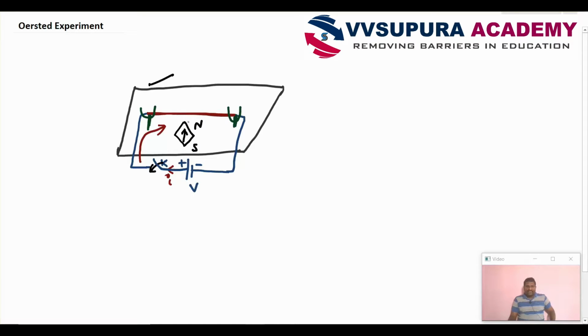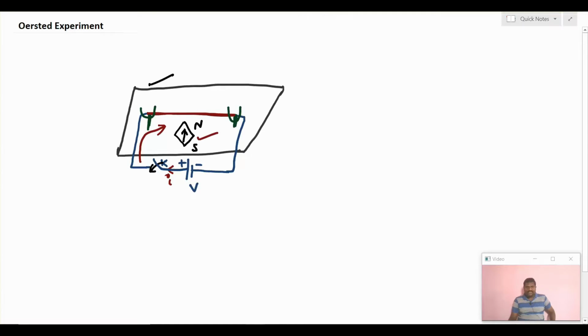So if you observe this compass needle, before closing the switch, there is no deflection in the needle. After closing the switch, because of the current flowing through the copper wire, the needle will start deflecting. So Oersted found this change, the deflection of the needle, with this experiment. He started looking for the reason for it.